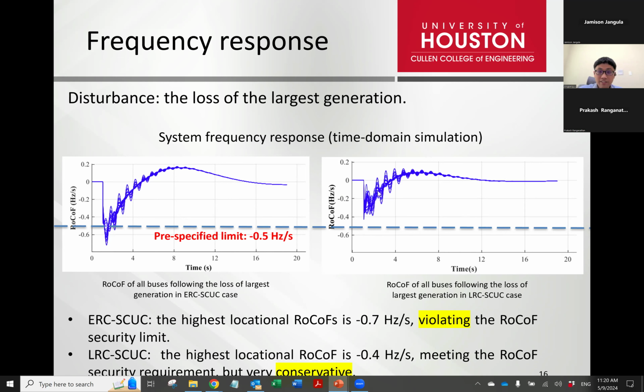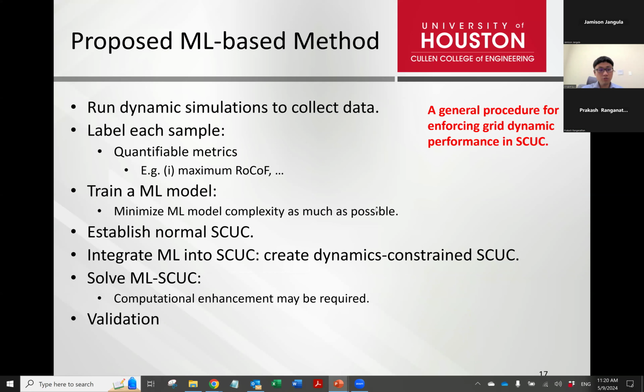For the other model, you can tell for all buses, the frequency does not violate the pre-specified limit, but the solution is conservative, which means we can further improve the system performance while still meeting the stability requirements. So we propose a machine learning based solution. And this is an overview of our method.